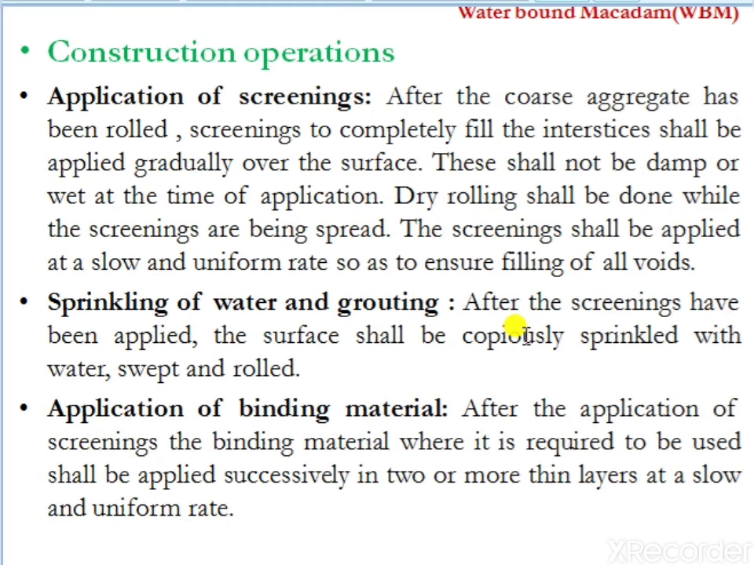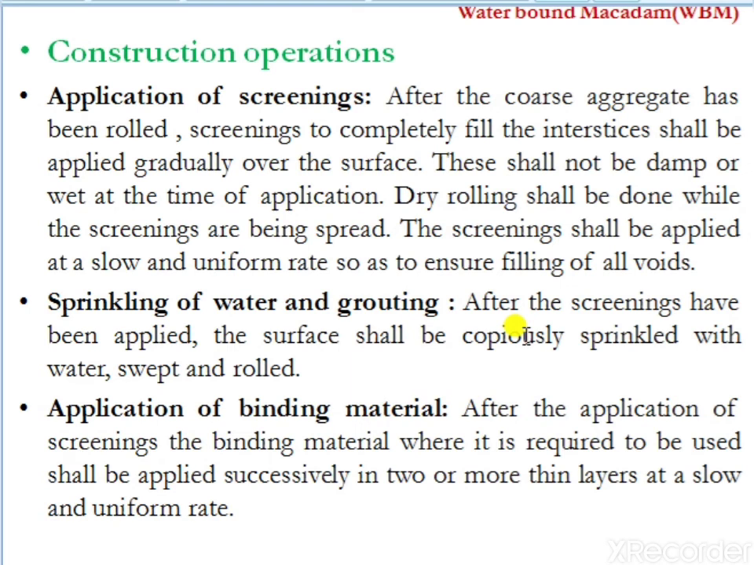After the coarse aggregates have been rolled, screenings to completely fill the interstices shall be applied gradually over the surface. This shall not be dumped over wet at the time of application. Dry rolling shall be done while the screenings are being spread. The screenings shall be applied at a low and uniform rate so as to ensure filling of all voids.